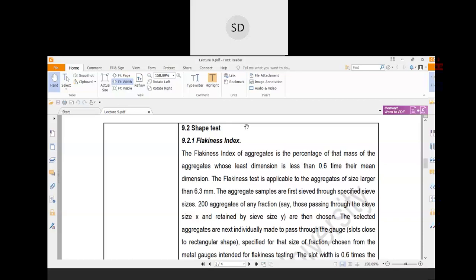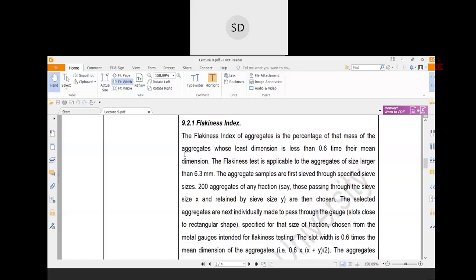Now you have to push the aggregate through each specific gauge, and if it is retained on that particular gauge, then it is termed normal aggregate, and if it passes through it, then it is flaky aggregate. In our lab, we took very small samples because it was very time consuming, but the actual procedure is you have to take at least 200 pieces of aggregate for each and every size.